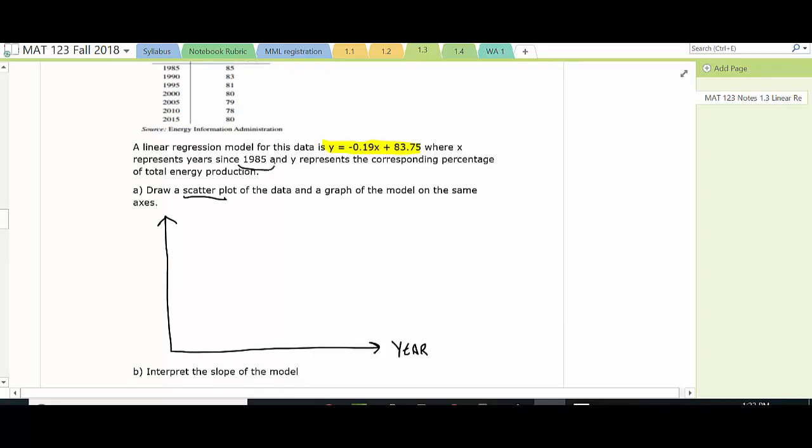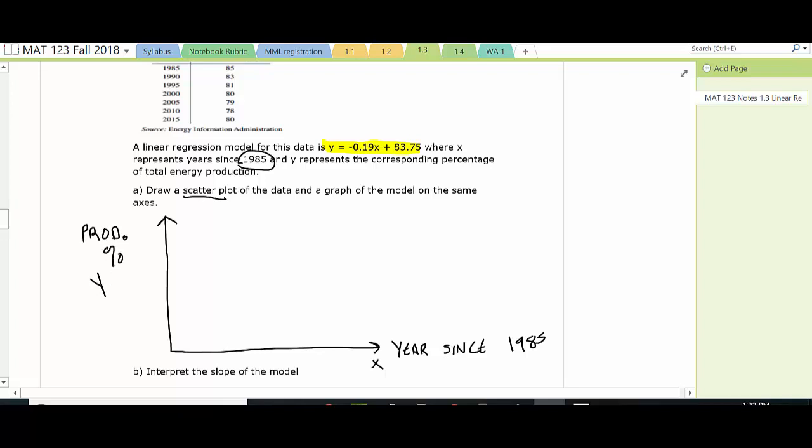And it says since 1985. So we're going to write down the year since 1985. Okay, you want to write that down. That's what X is. And then Y is going to be the production. So that's going to be Y, and then we just put on here the production. You just abbreviate this as a percentage like that.